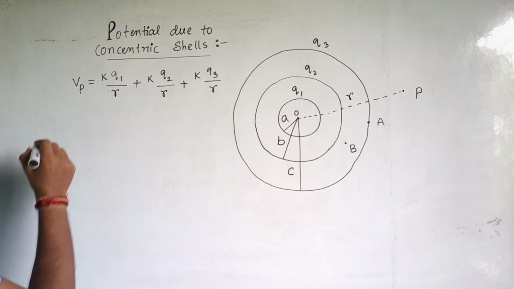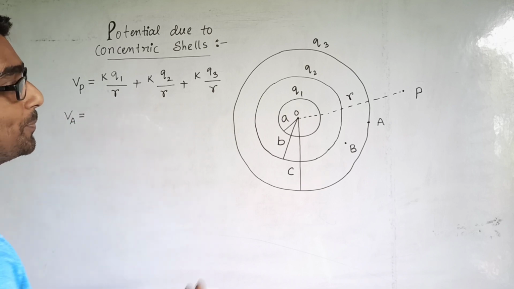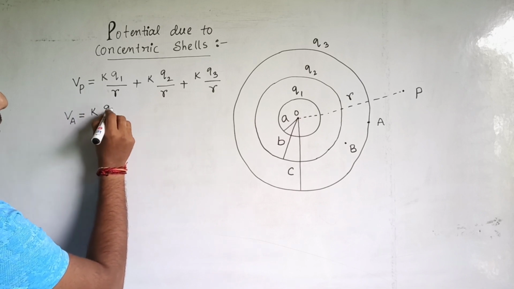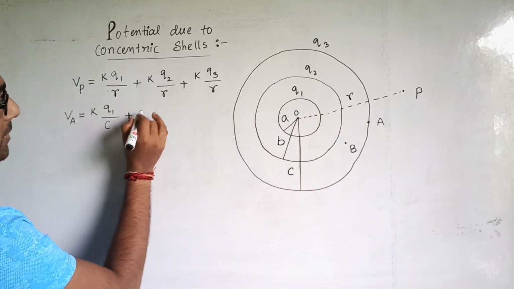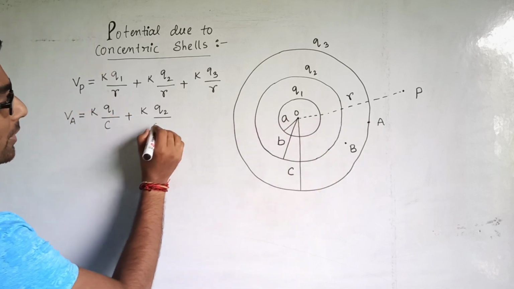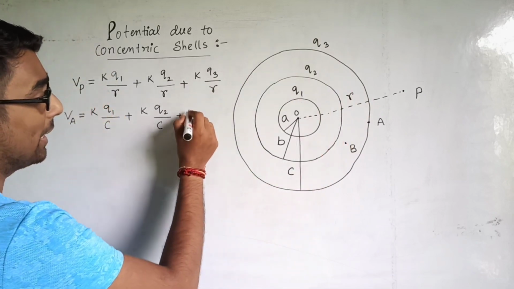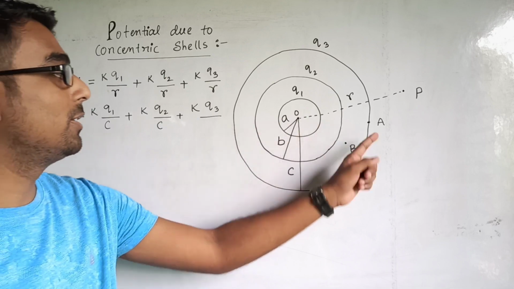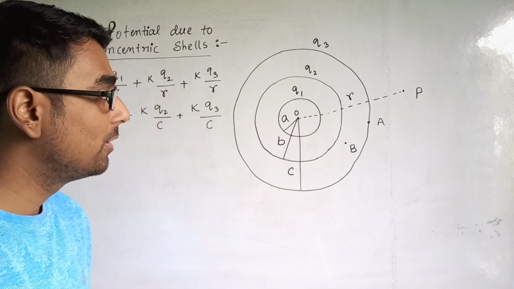Okay. Now for point A, VA, for the shell of smaller radius, that is A, we should write K Q1 by the distance between O and A, which is C, so K Q1 by C, plus for the second shell it will be K Q2 by the distance, which is still C, plus for the big shell of radius C, it will be K Q3 by C. As the potential inside the shell or at the surface of the shell is the same.